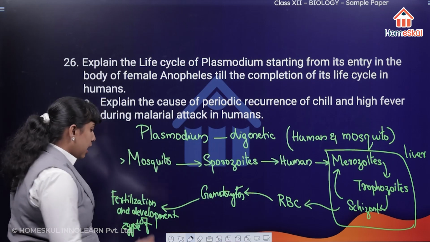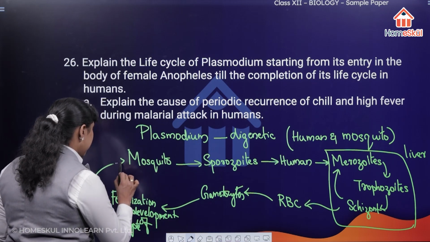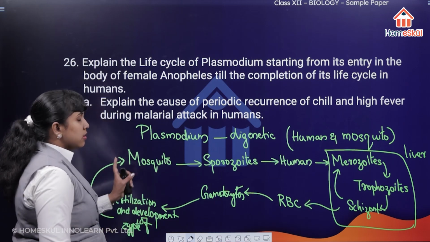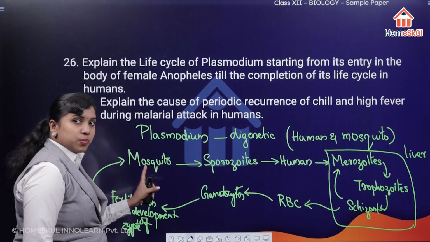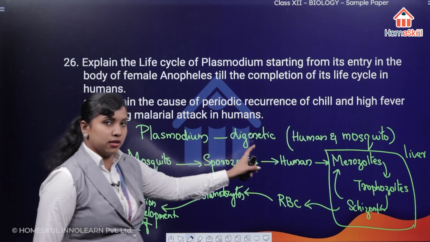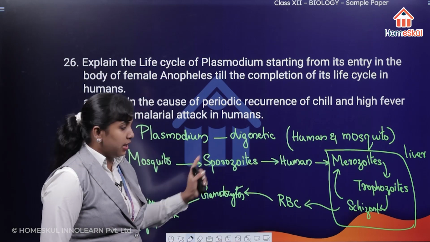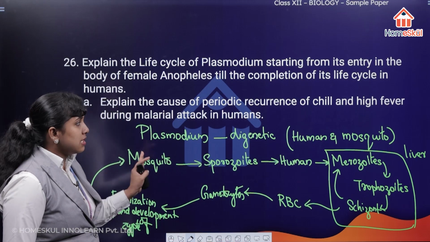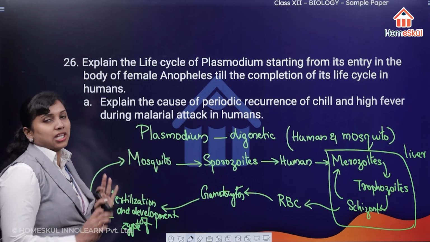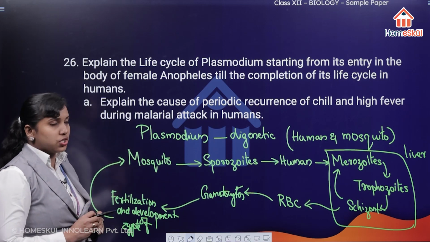the sexual cycle, and in the mosquito they will produce sporozoites, and the sporozoites are injected into the human, and the life cycle continues. Okay, the life cycle continues here. So this is the life cycle of Plasmodium. It is digenetic in nature, right?